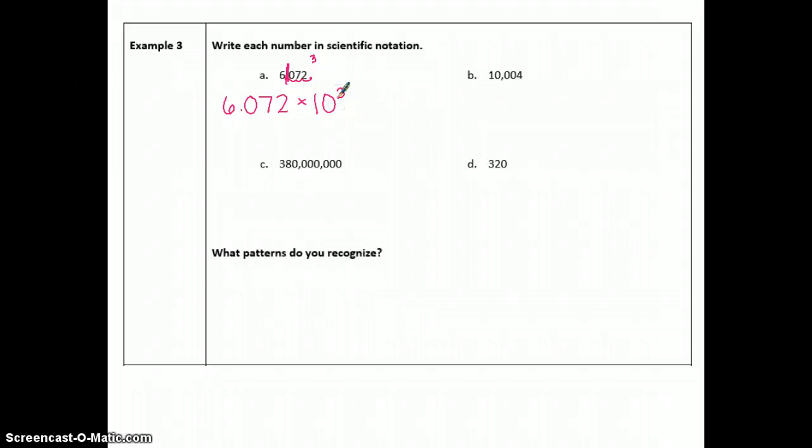Okay? Let's look at another one. 10,004. I want one number in front of the decimal. So I'm going to move the decimal from here, 1, 2, 3, 4 spots. So it's 1.0004 times 10 to the fourth power.